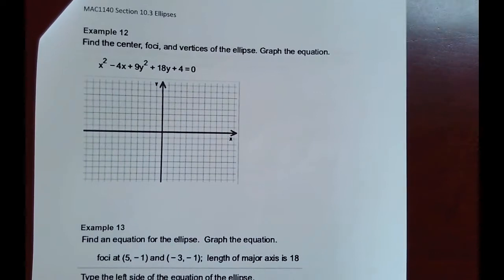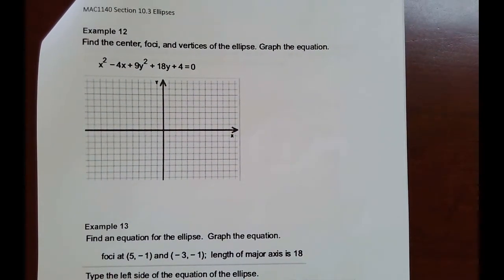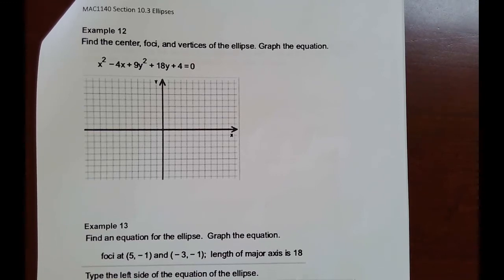Okay, moving to number 12. In problem number 12, this time you see that it's not in elliptical form for graphing. It's not ready for graphing yet. And in fact, because you don't see any parentheses or anything like that, you're going to be left to do what's called completing the square.